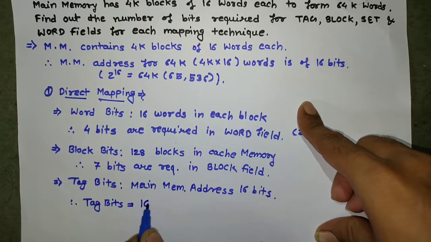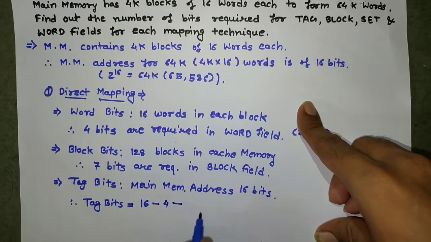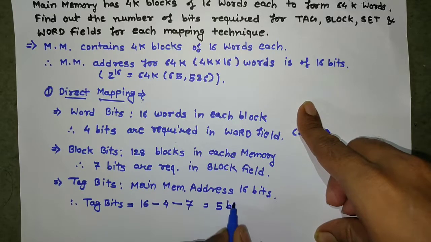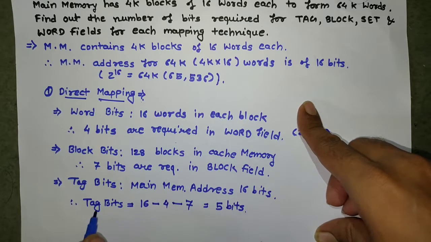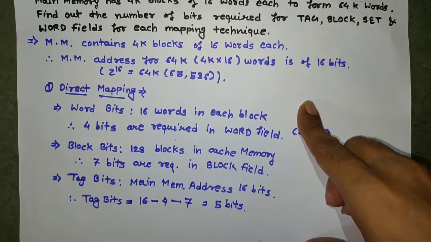equals the total number of bits in the main memory address minus, we will use a simple method, we will subtract the number of bits that are required for the word field minus the total number of bits that are required for the block field. This simple method we will use. So 16 minus 4 minus 7 equals 5. So 5 bits are required for the tag field. So this we will represent in a diagram. I will draw this diagram here.